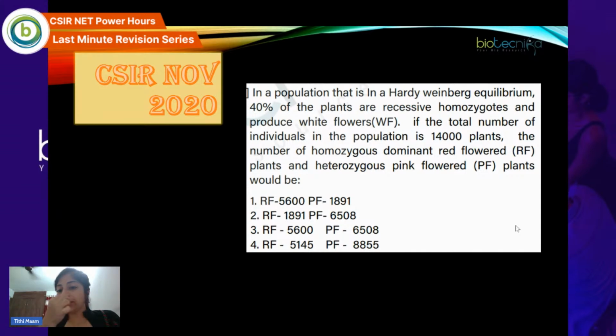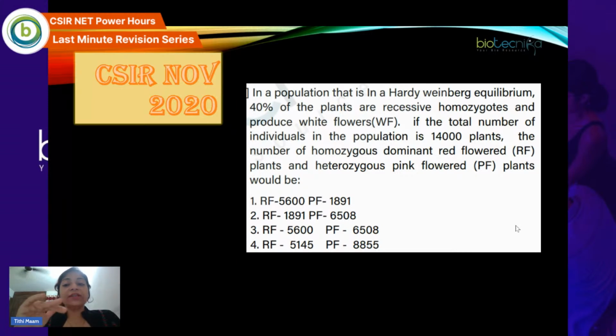In a population that is in Hardy-Weinberg equilibrium, 40% of the plants are recessive homozygotes and produce white flowers. If the total number of individuals in the population is 14,000 plants, the number of homozygous dominant red flowered and heterozygous pink flowered plants will be.